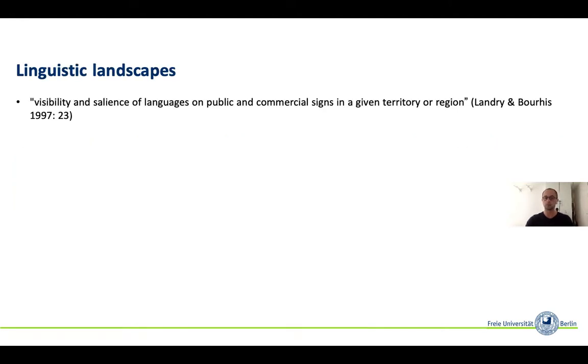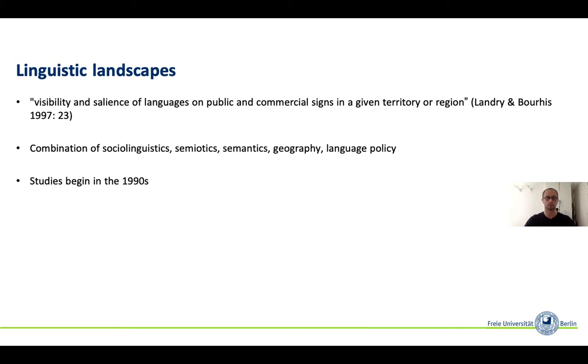Okay, so when we talk about linguistic landscapes, what we mean is the fact that on public and commercial signs in a given territory or region, that can really be a region or a city, for example, different languages are visible and salient. When we study linguistic landscapes, it is a combination of sociolinguistics, semiotics, semantics, pragmatics, but also geography and language policy. We're going to see how that works in a minute.